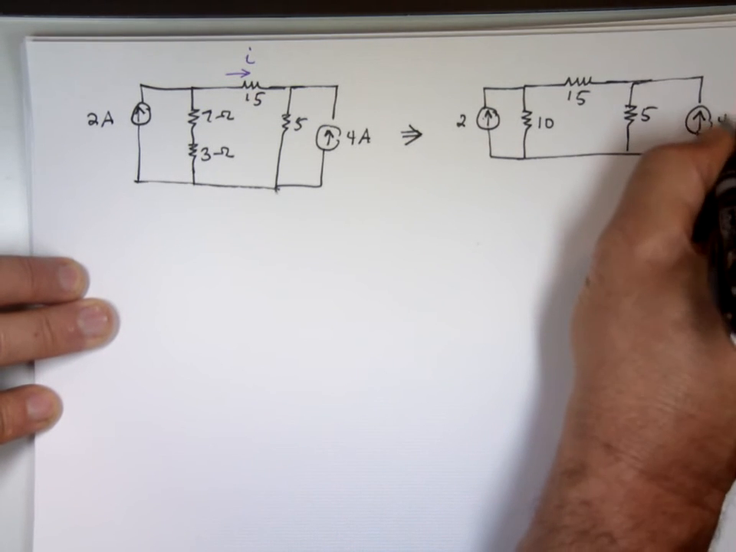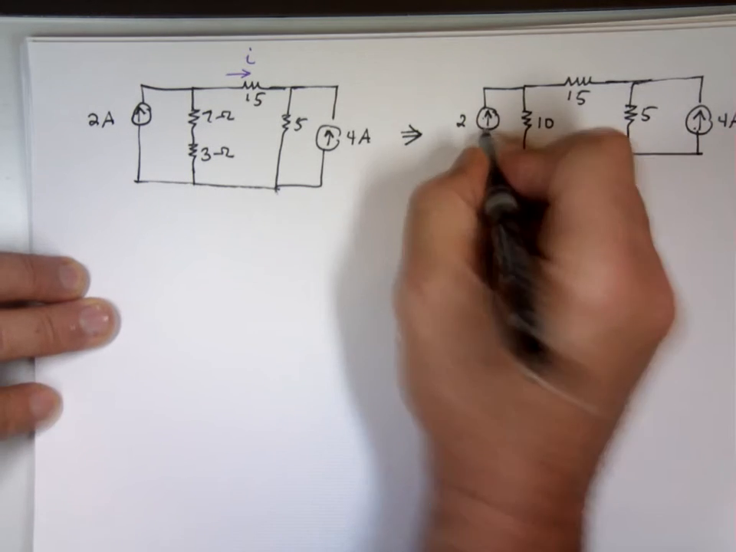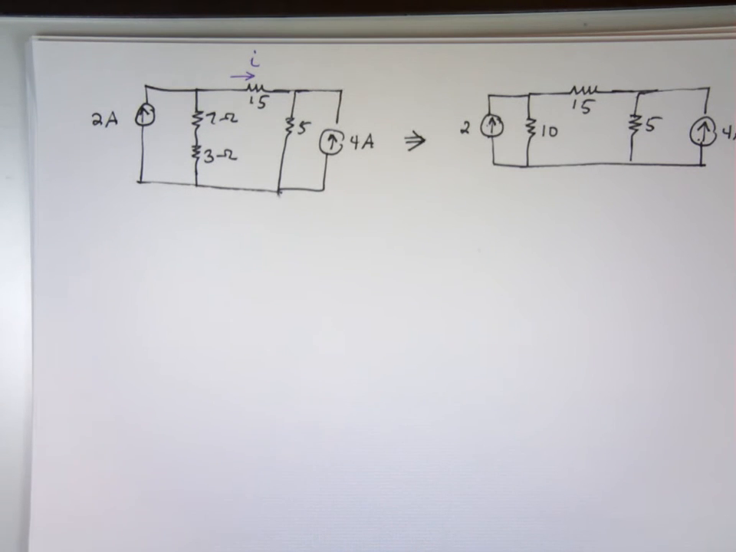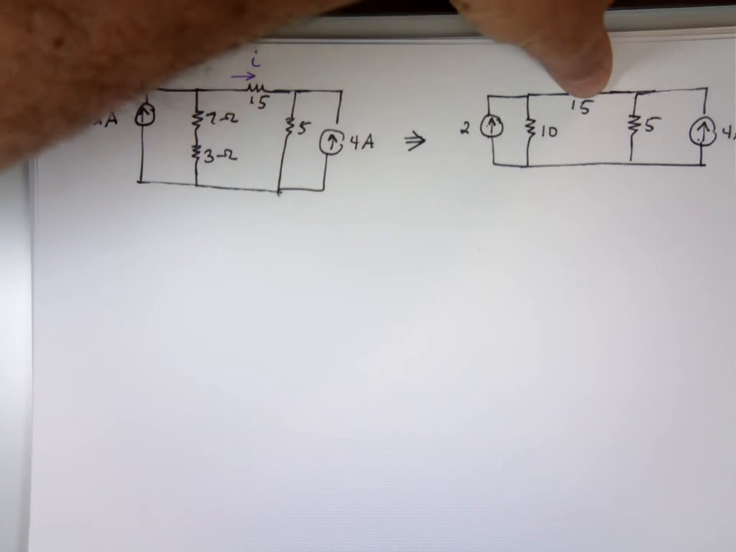Now, can I take these two sources, add them together, make it one source? No. They're not in parallel. You get that resistor between them. If I didn't have that resistor here, yes, I can, because they'll be in parallel.